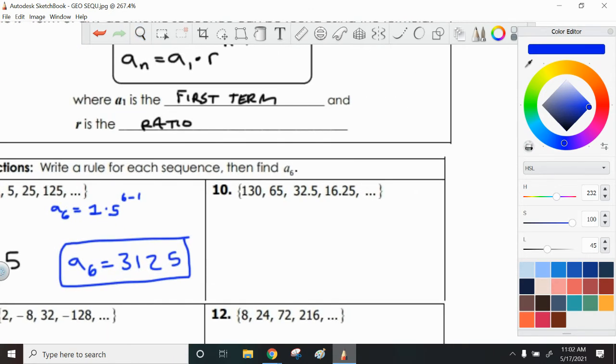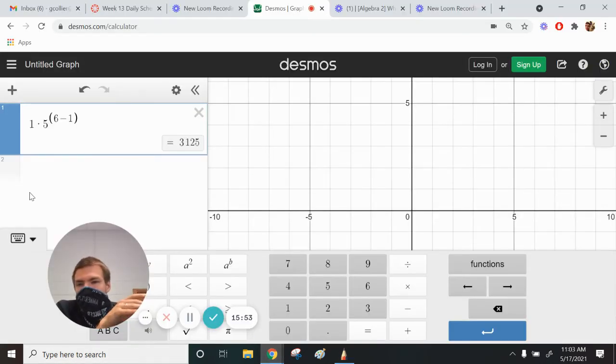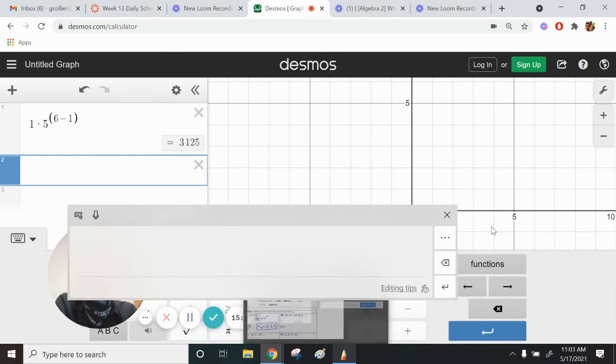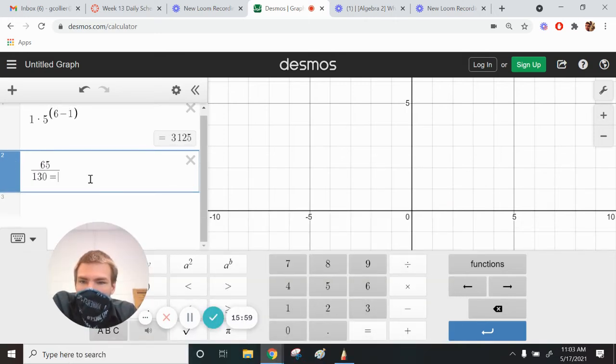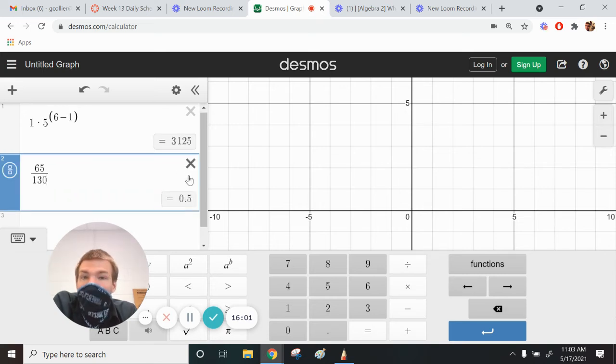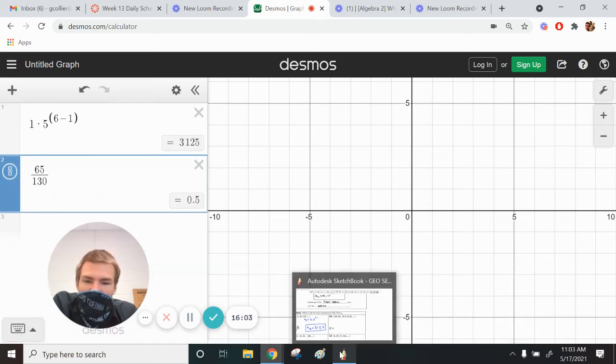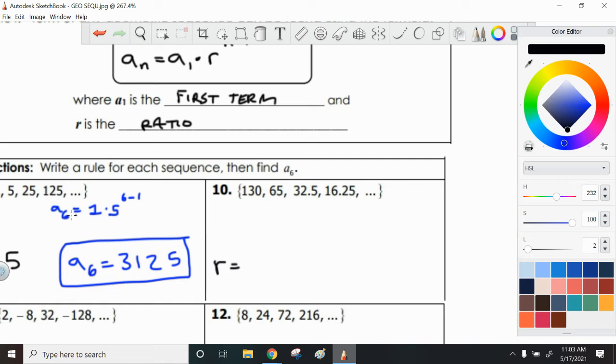Let's do one more question. Let's do number 10 here. We're going down, which means we're going to have a fraction as our ratio. And just to be careful, second divided by first, I'm going to get 0.5, just like you said, 1/2. Obvious 1/2.